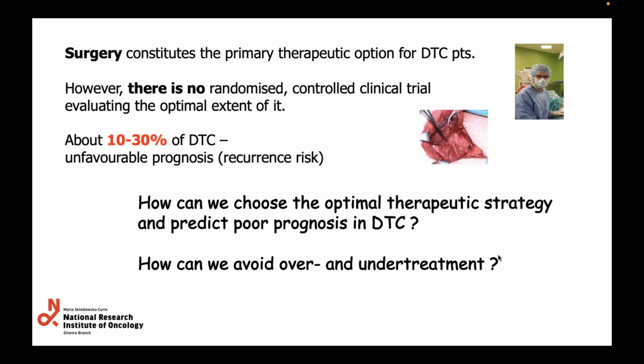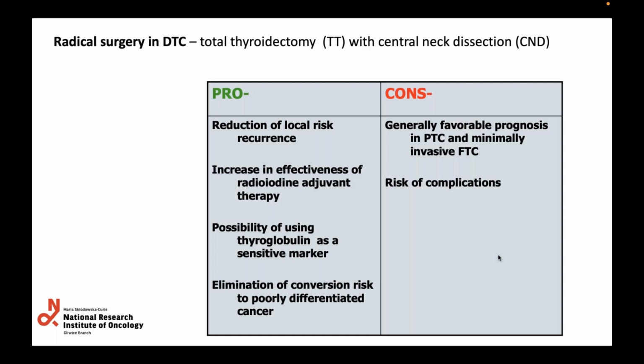Before we start any kind of therapy, we should ask the following questions. How to choose the optimal therapeutic strategy and predict poor prognosis in differentiated thyroid carcinoma, to avoid over and undertreatment. The arguments pro and con total thyroidectomy are as follows. The supporters of total thyroidectomy stress that this extent of surgery results in the reduction of local recurrence risk, the increase in effectiveness of radioiodine therapy, giving the possibility of using thyroglobulin as a sensitive marker of the disease, and finally results in the elimination of the risk of conversion to poorly differentiated cancer.